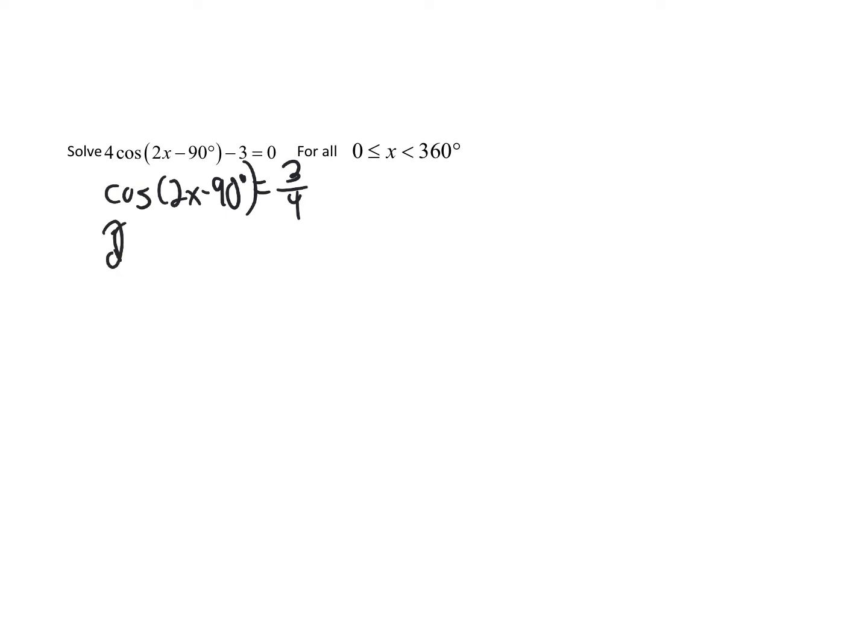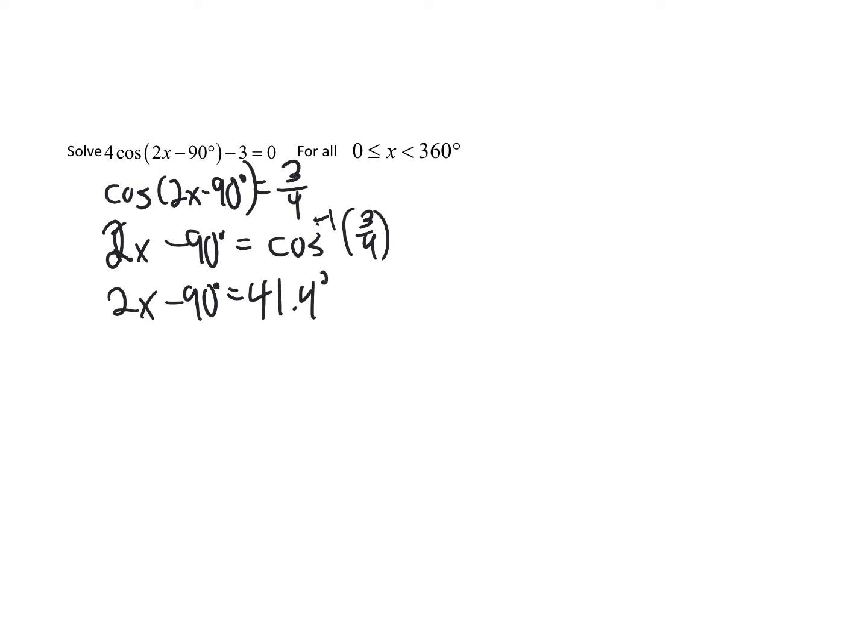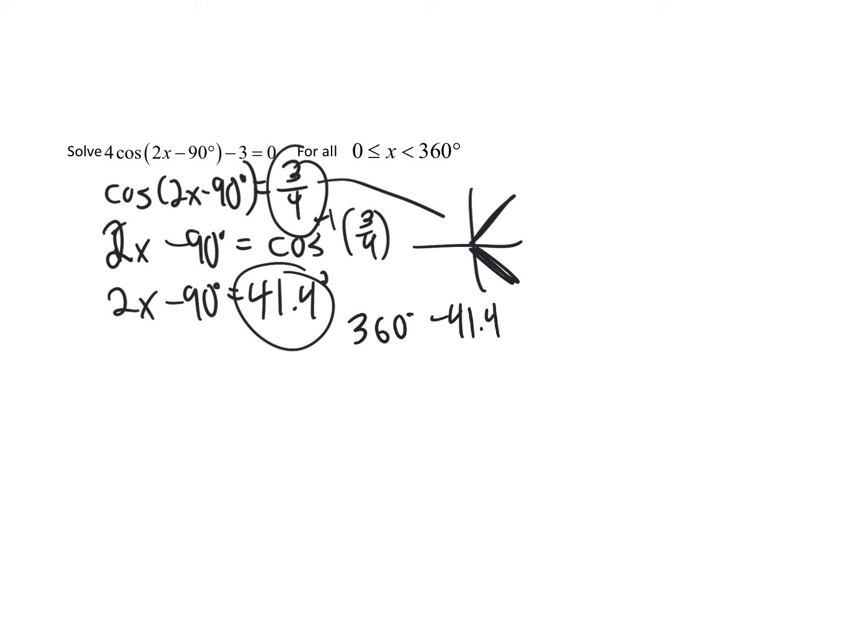So 2x minus 90 equals cos inverse of 3/4. 2x minus 90 equals, that's 41.4 degrees. But before we get to the 2x minus 90, we're going to look at this, and we know 3/4. So 41.4 is here. We're looking at cosine, so the other one's going to be here. So we're going to do 360 minus the 41.4 to get 318.6. Now we set 2x minus 90 each to equal those.